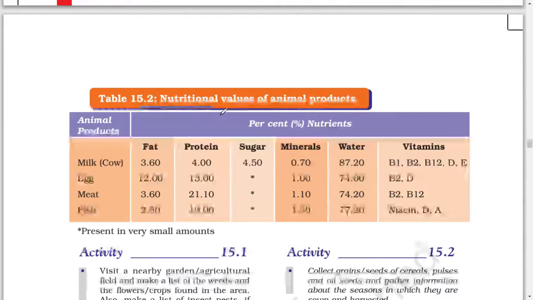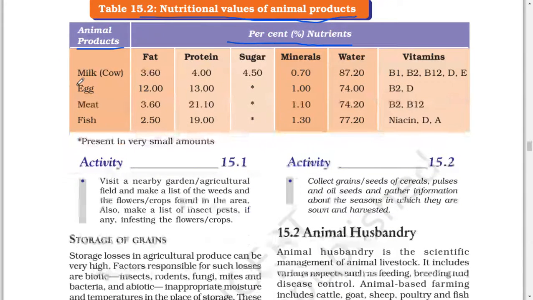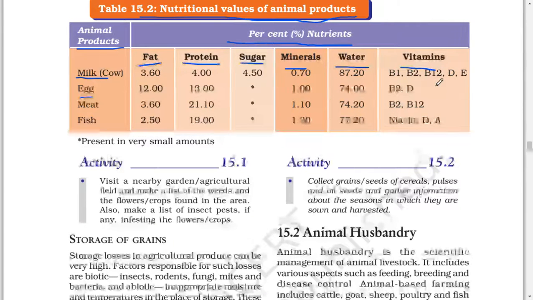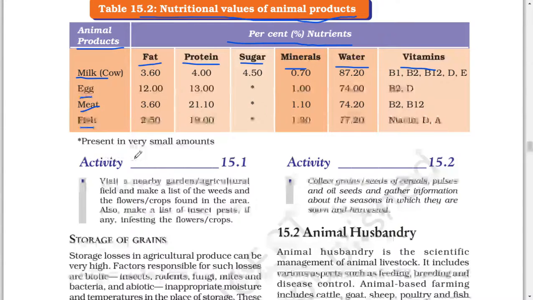Table 15.2 Nutritional values of animal products. Animal products, percent nutrients. Milk, cow: fat 3.60, protein 4, sugar 4.50, minerals 0.70, water 87.20, vitamins B1, B2, B12, D and E. Egg: fat 12, protein 13, sugar 0, minerals 1, water 74, and vitamins B2 and D. Meat: fat 3.60, protein 21.10, sugar 0, minerals 1.10, water 74.20, vitamins B2 and B12. Fish: fat 2.50, protein 19, sugar 0, minerals 1.30, water 77.20, vitamins niacin, D and A. Present in very small amount.